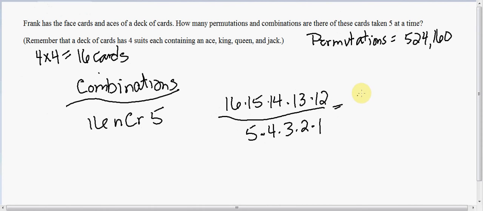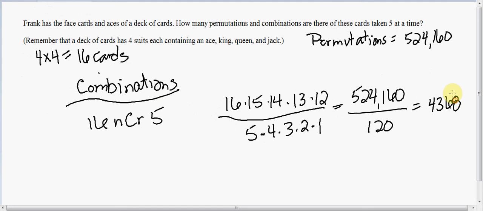And so we have 524,160 on top. We know that from our last problem. 5 times 4 times 3 times 2 times 1, I believe that's 120. Yeah, it is. And when we divide, we get 4,368. And I'm going to check here with my calculator to make sure I did that right. So I'm going to type 16, go over to the nCr, hit 5. Yeah, that's the right answer.